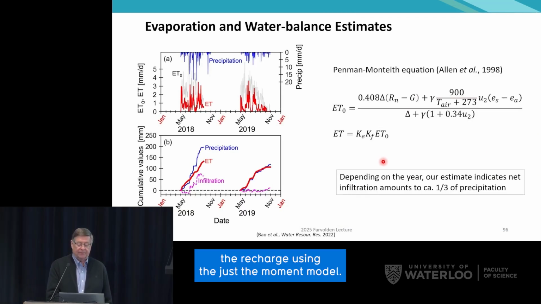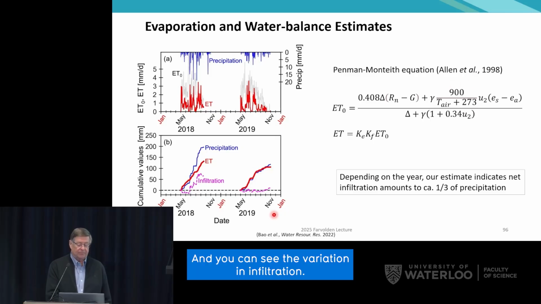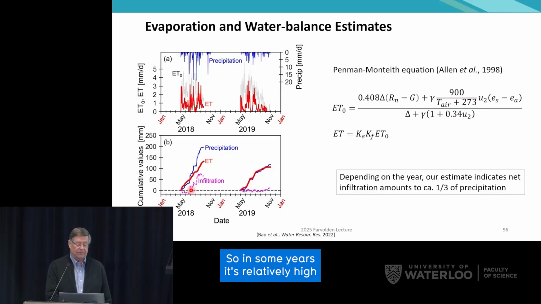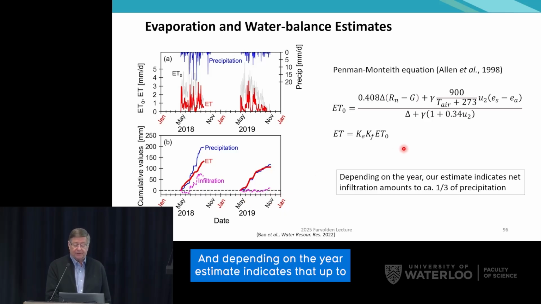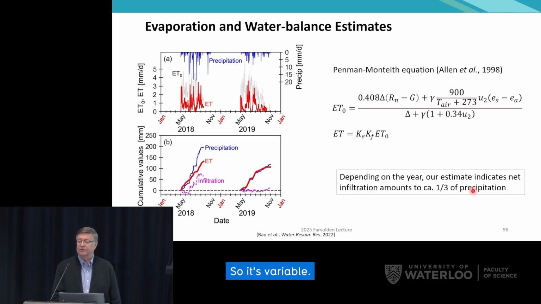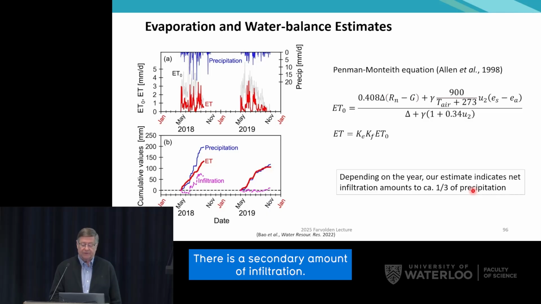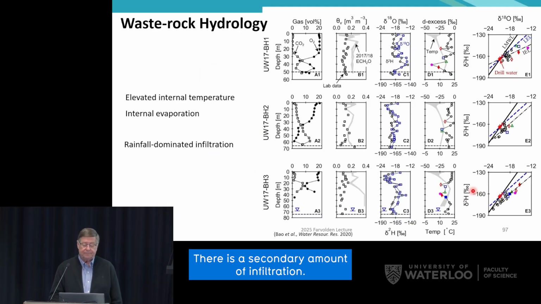So we simulated the recharge using just the Penman-Monteith model, and you can see the variation in infiltration. In some years it's relatively high, and other years it's very low. Depending on the year, our estimate indicates that up to about 1/3 of the precipitation infiltrates. So it's variable, but there is a significant amount of infiltration.